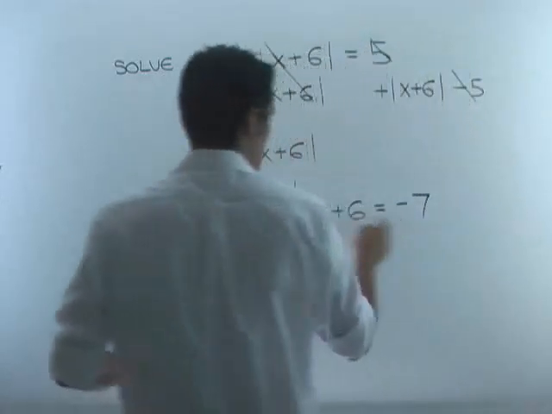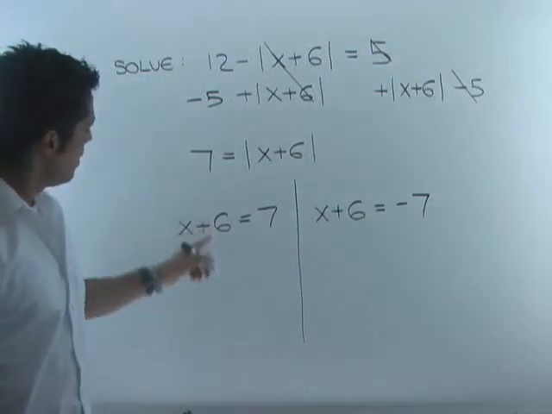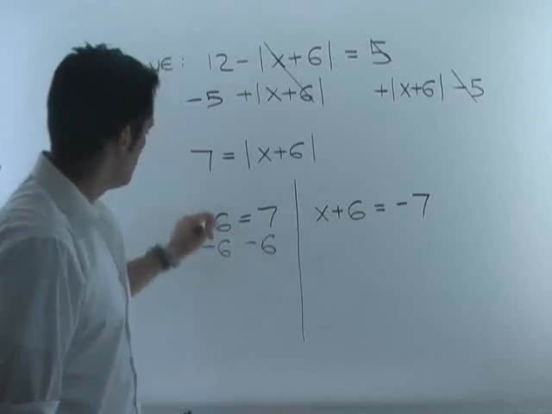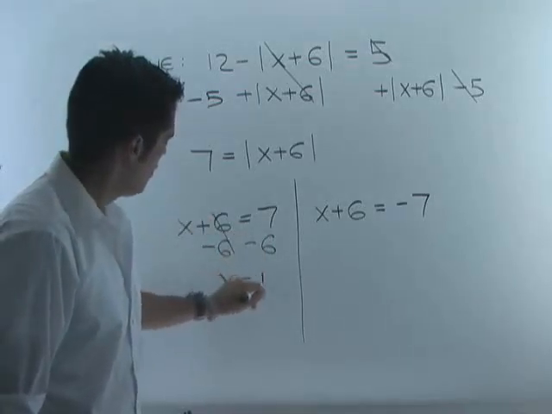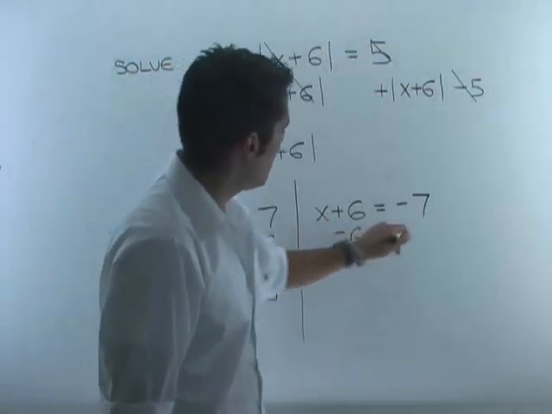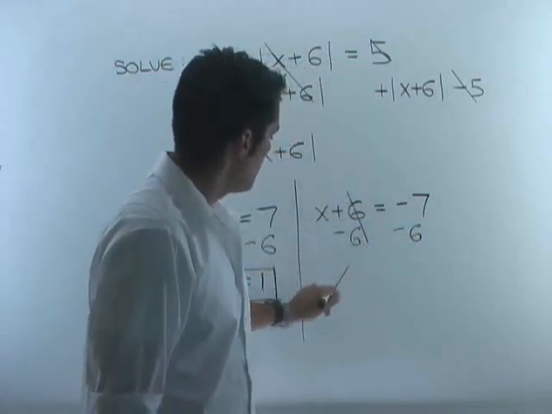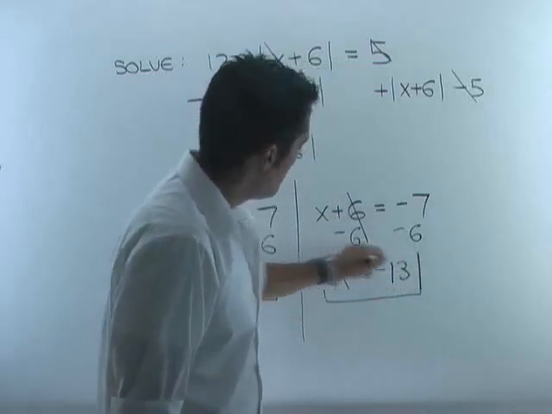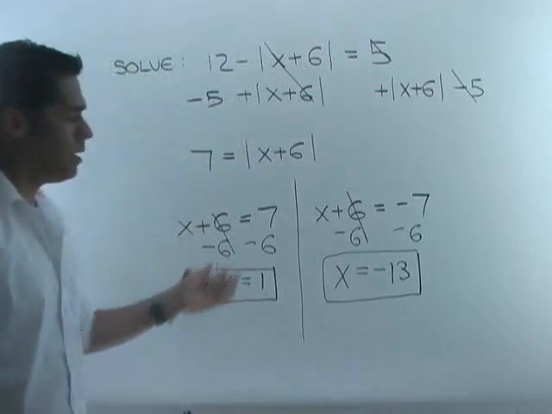And now what you need to do is solve both of these. So here we subtract 6 from both sides, and you get x equals 1. On the other side, you're going to subtract 6 from both sides, and you get x equals negative 13. So for this absolute value equation, the two solutions are 1 and negative 13.